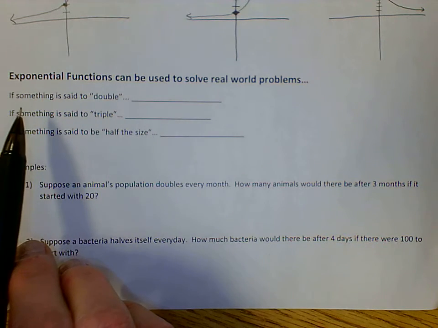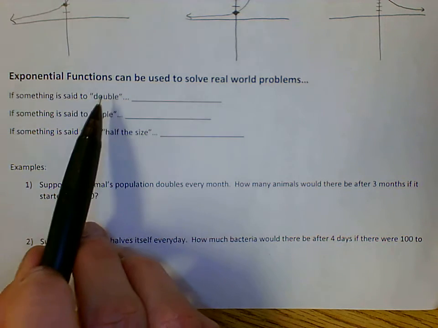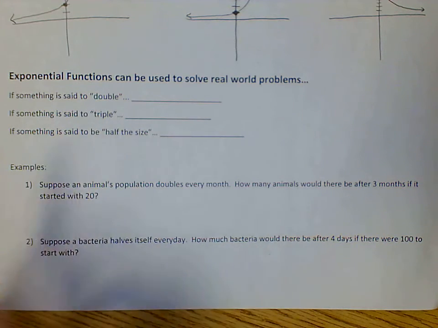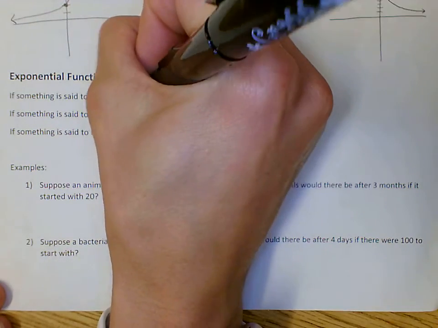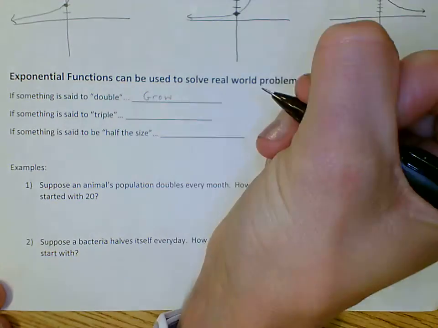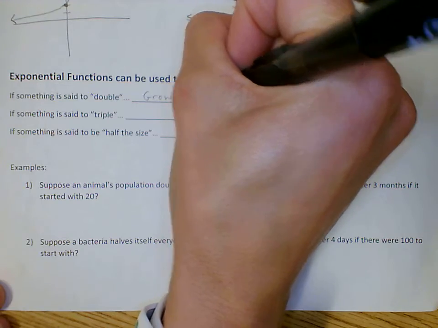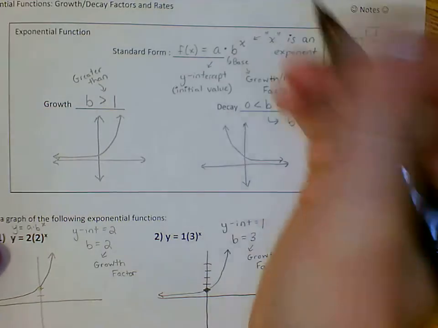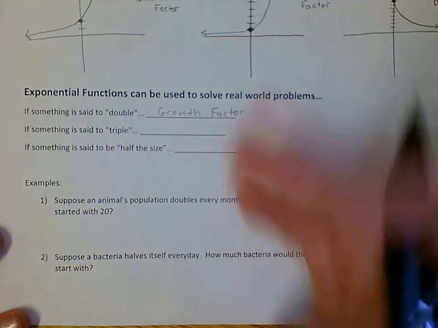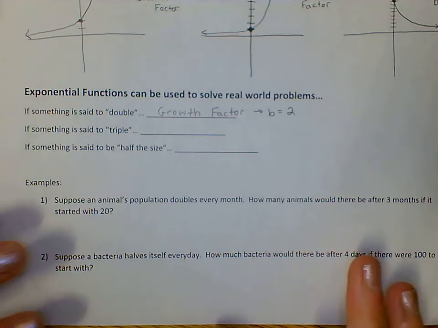So if, for instance, in a problem they say that something is doubling, well, that technically means that you're multiplying by 2. And so that means that it's growing, because if you're multiplying something by 2, it's growing. So your growth factor would be affected here. And your growth factor, if you remember, that's your b, would actually be 2, because that's what you're multiplying by.